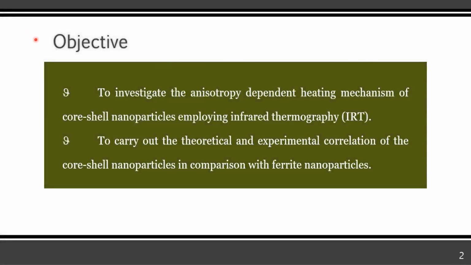The objective of this work is to investigate the anisotropy-dependent heating mechanism of partial nanoparticles employing infrared thermography (IRT) and to carry out the theoretical and experimental correlation of the partial nanoparticles in comparison with ferrite nanoparticles.